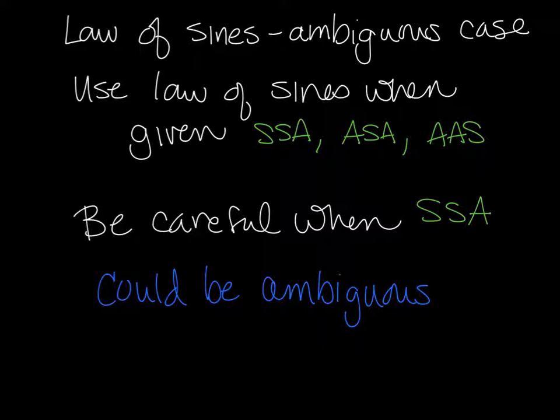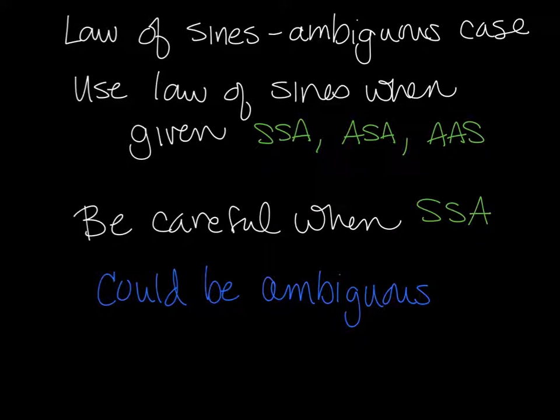It's when you know two sides and an angle, where the angle's not between the two sides. It's two sides in a row and then an angle. Or when you know an angle, then a side, and then the next angle. Or when you know two angles in a row and then a side. But you need to be careful when it's side-side-angle because this could be ambiguous.